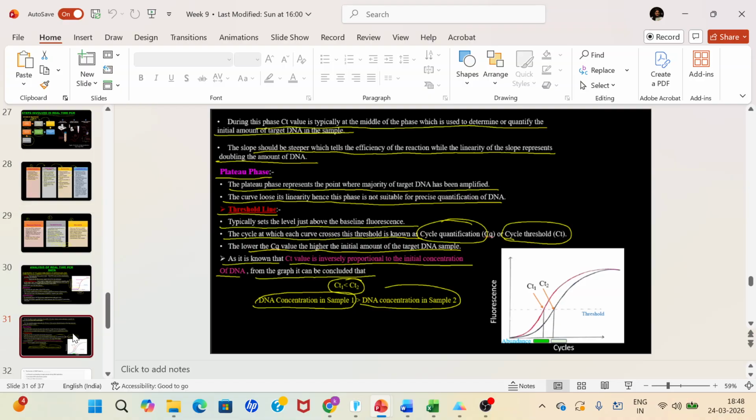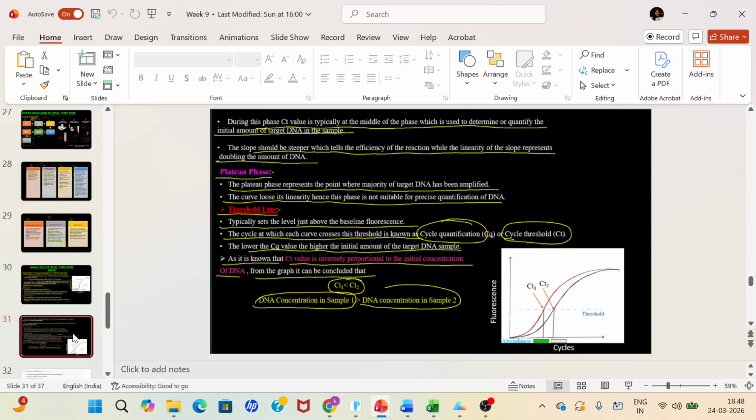Okay? Plateau phase. The plateau phase represents the point where the majority of the target DNA has been amplified. The curve loses its linearity, hence this phase is not suitable for precise quantification of the DNA. So it is basically the middle part where you can actually derive whether the amplification has happened or not.